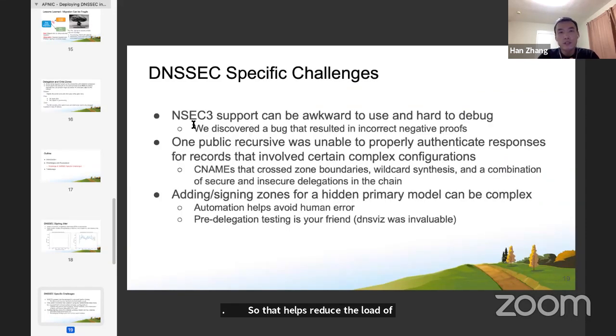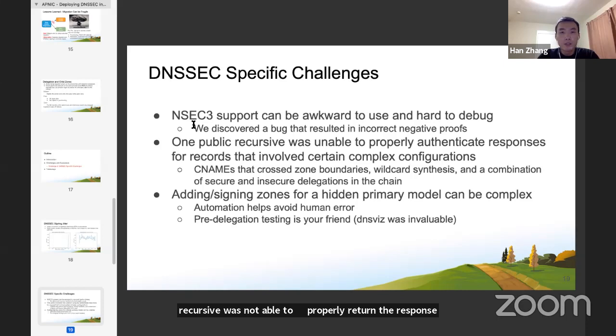We also found the NSEC3 support can be awkward to use and hard to debug. For example, we discovered a bug that returned incorrect negative proofs. We also found one public recursive was not able to return the responses for records that have some complex configurations. It's kind of a corner case: CNAMEs cross zone boundaries, and there were some wildcards, but still this public recursive was not able to properly return the responses for DNSSEC.